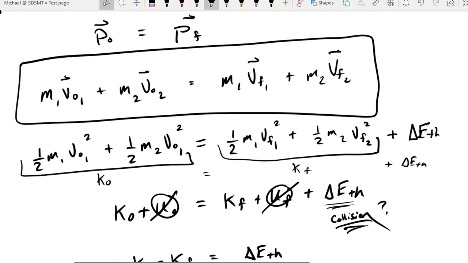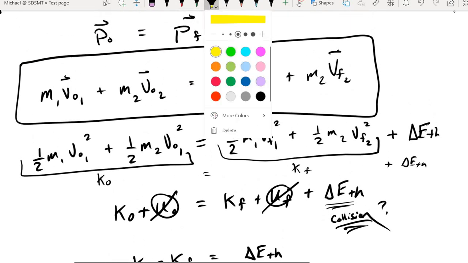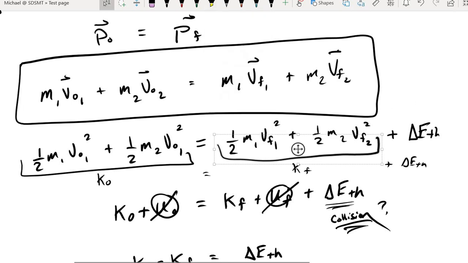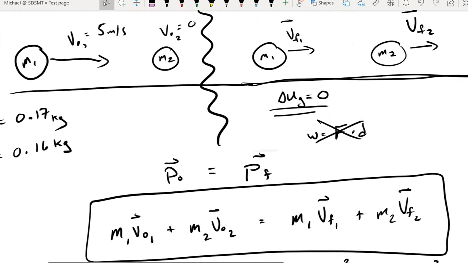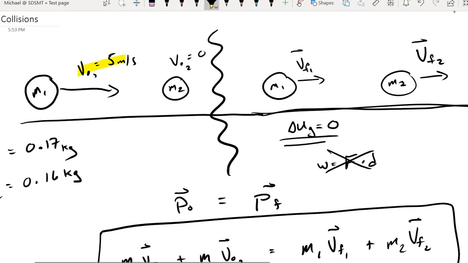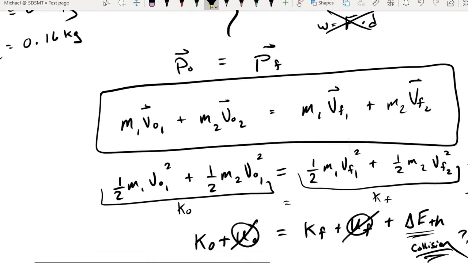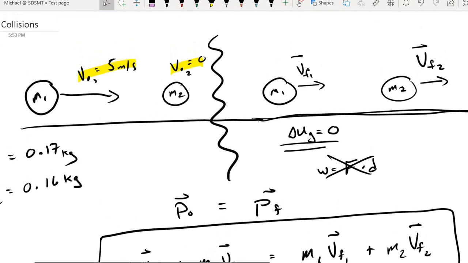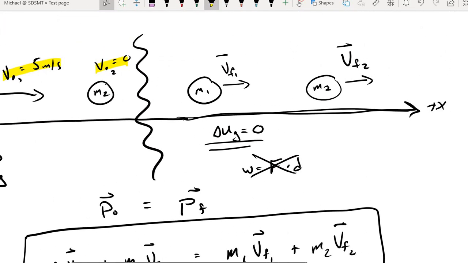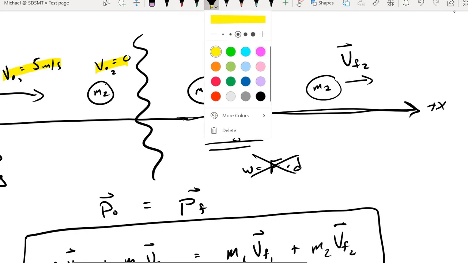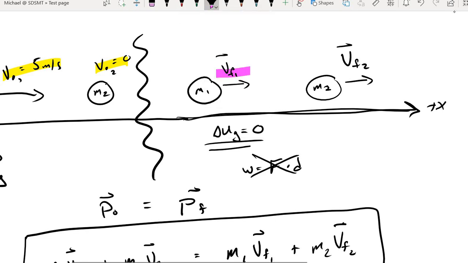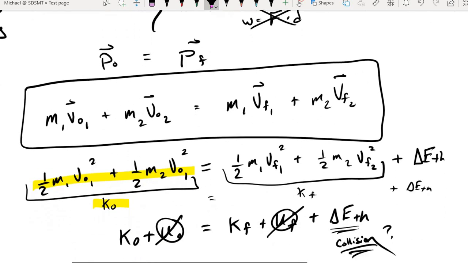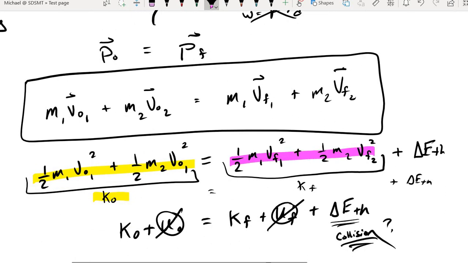But that sounds easier than what it is, because right now the only thing that I know is the initial velocities of mass 1 and mass 2. So I know what the initial kinetic energy of the system is, but I don't know anything about the velocities of the masses after the collision. So I don't know anything about these two terms yet.